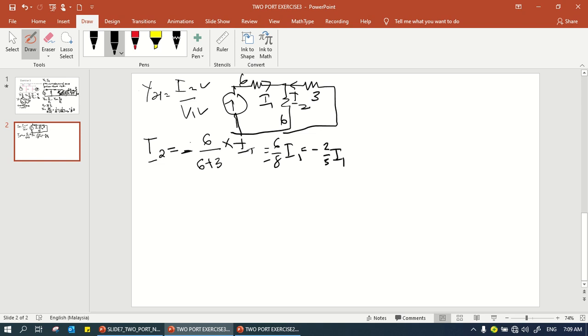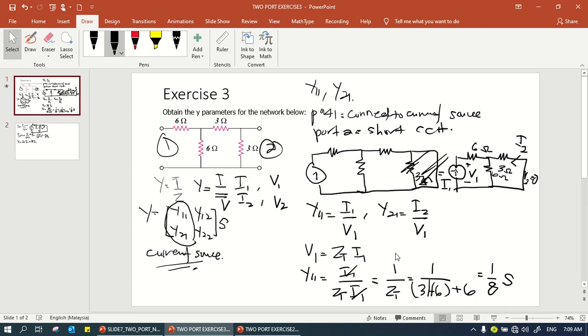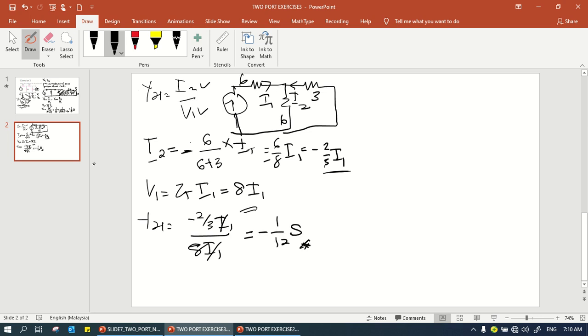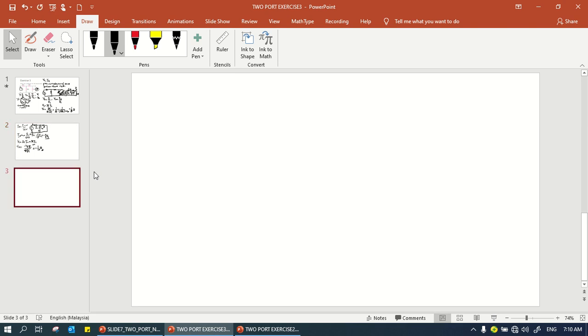How about V1? Okay, V1 dalam kes ni awak boleh guna tadi. V1 sama dengan Z total I1. Z total tadi ialah 8 kan? 8 I1. Okay, Z total tadi ialah 8. So, awak gantikan dalam yang ni. Okay, 2 ni. I2 dengan V1 dekat dalam Y21. I2 negatif 2 per 3 I1. V1 ialah 8 I1. So, ni potong-potong. Awak akan dapat minus 1 over 12 Siemen. Okay, tu ialah Y21. Okay. So, dah dapat 2.